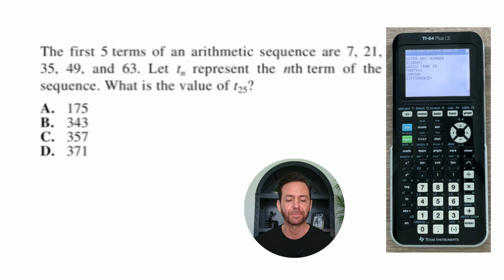What's the common difference? Well, let's see. Every number is going up by 14, it looks like. 7 plus 14 is 21. 21 plus 14, 35, and so on and so on. So that would be the common difference. And I'm finding the 25th term. And immediately it tells me that it's 343. So the answer would be B here.